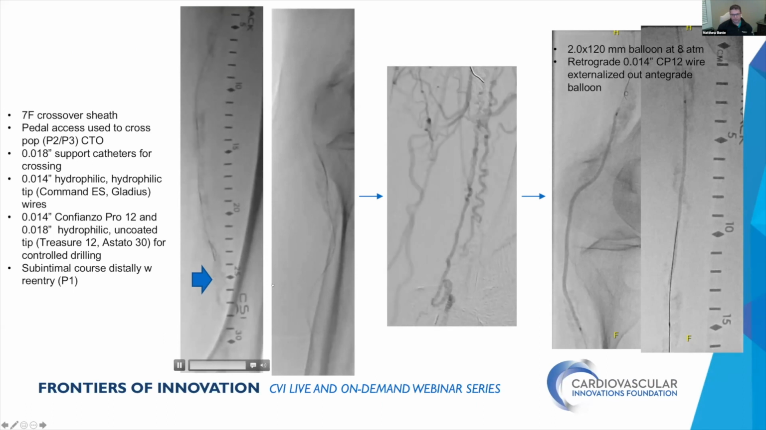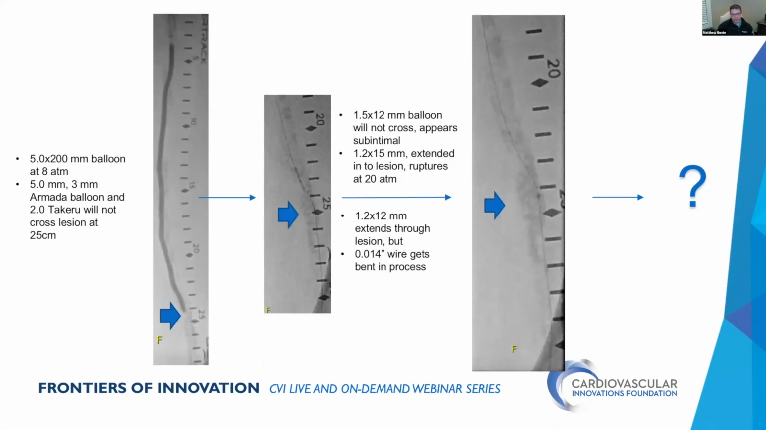The lesion was 25 centimeters on this ruler here. Boy, it was just a real tough lesion to get through. And I did eventually get through it. I got through it retrograde, but I kind of took a subintimal course. And so I was not keen on doing rotational or orbital atherectomy with the lesion and how it crossed.